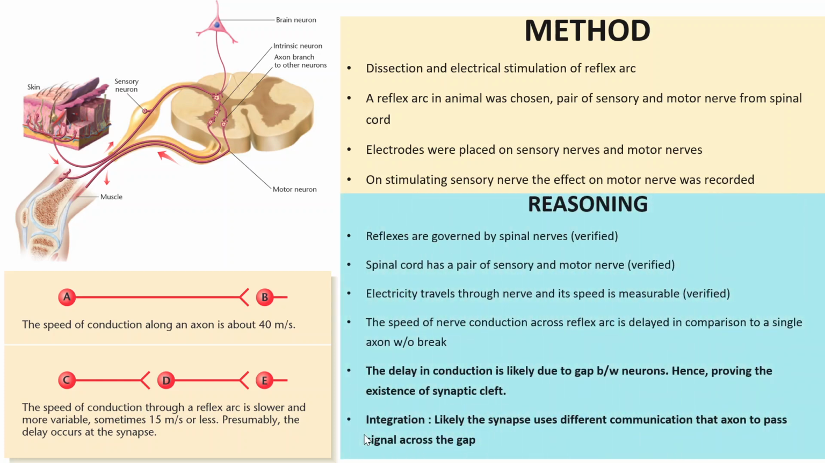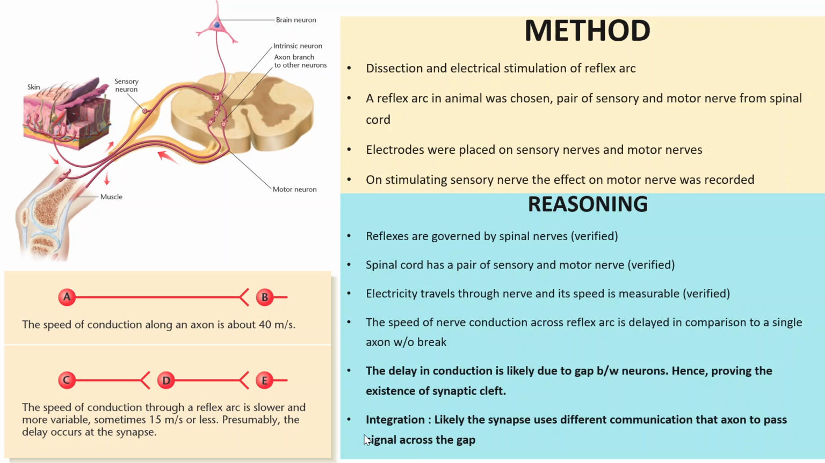Through previous experiments, we know that reflex actions are produced in the spinal cord and are majorly the work of spinal nerves that can work independently of the brain. The spinal cord has two types of nerves, sensory and motor, also known as dorsal and ventral. And we know electricity travels through a nerve and the speed is measurable, which we know through the experiments of Helmholtz.